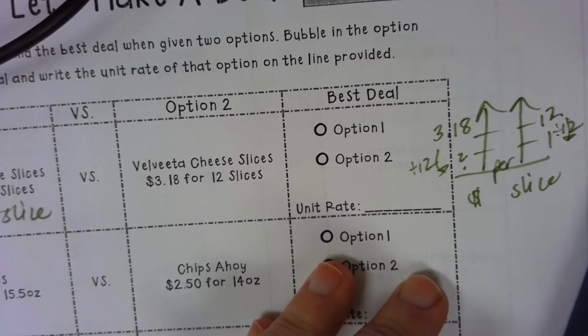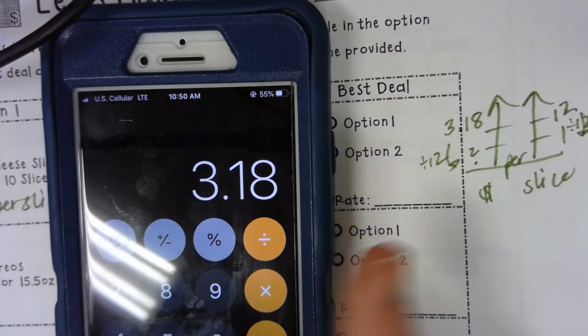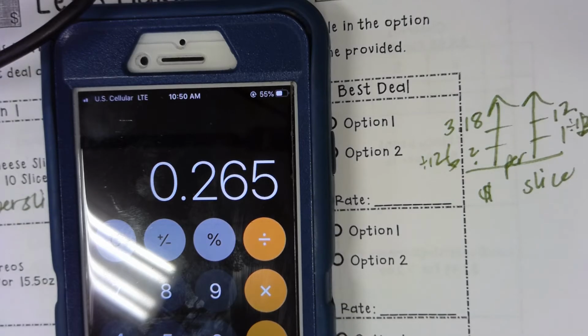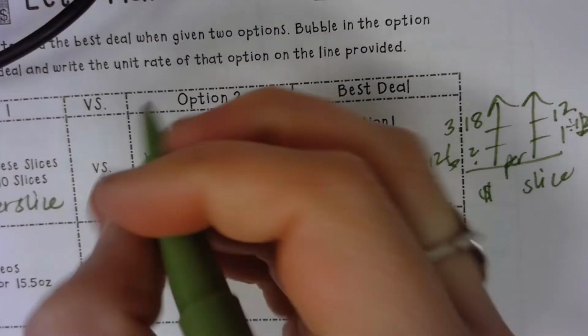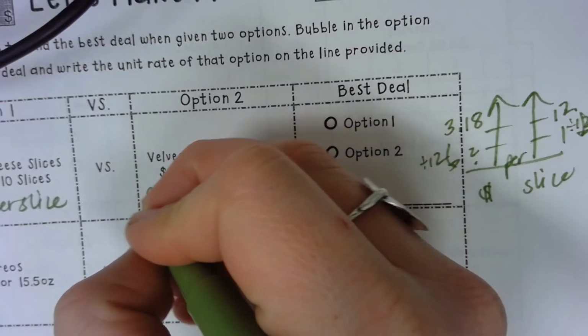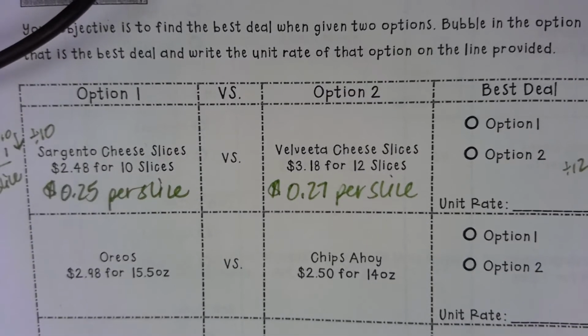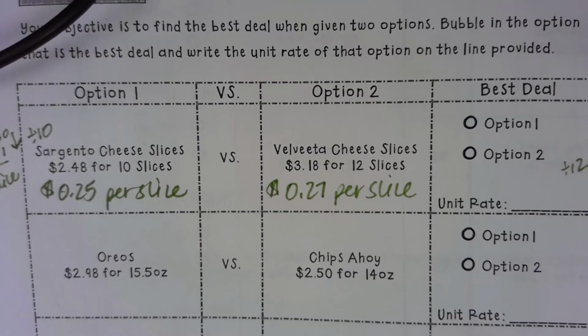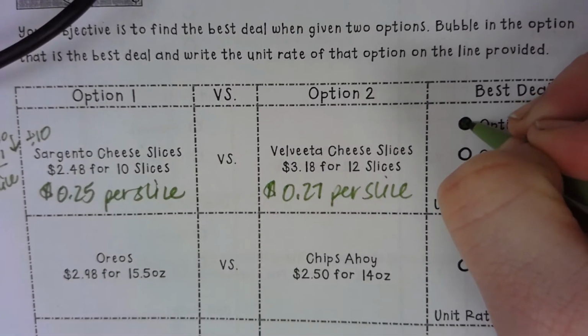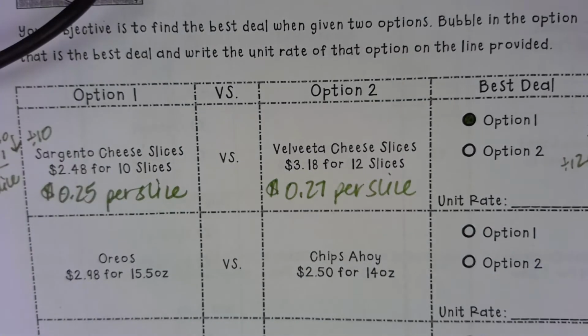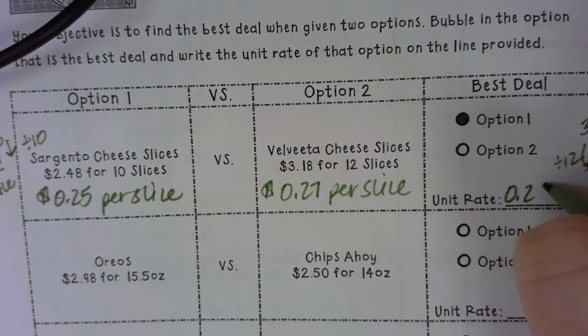When you get $3.18 divided by 12, you get 0.265. So again, we need to round. This number is 5 or greater, so we got to round up to 7 for this. So we have 0.27 cents per slice. So now you're looking at it going, okay, what is the better deal per slice? What is the less money per slice that I'm buying for? So this is actually going to be a better deal here. So I'm going to shade in option 1 over here, or circle it, or put an X in it, whatever you want to do. The unit rate is $0.25 cents per slice.